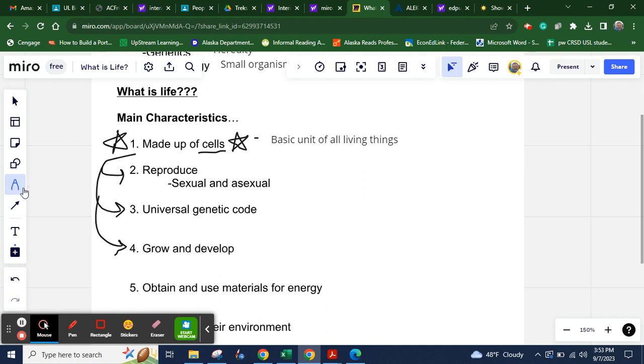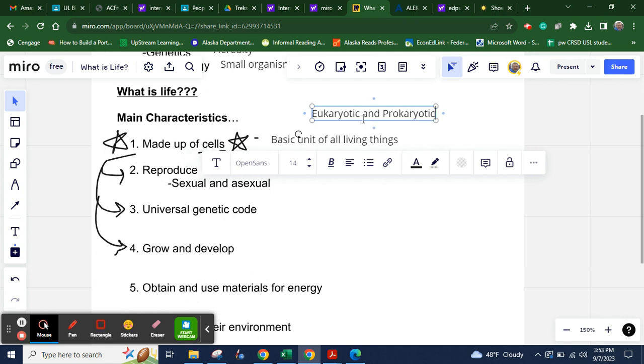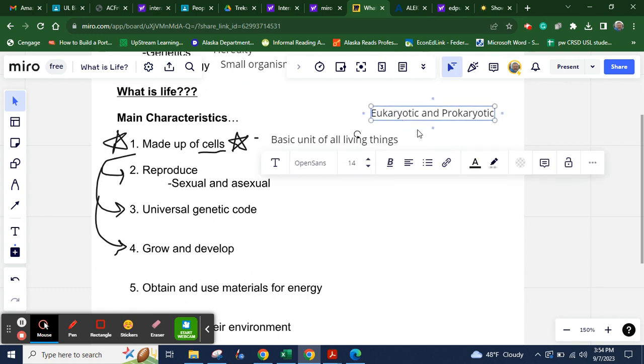And there are two types of cells. One is eukaryotic, and the other one is prokaryotic. So there are the two types. And eukaryotic cells are much more complex. That's what kind of cell we are, and most more complex living things are. And then there's prokaryotic. Those are like bacteria and things like that.